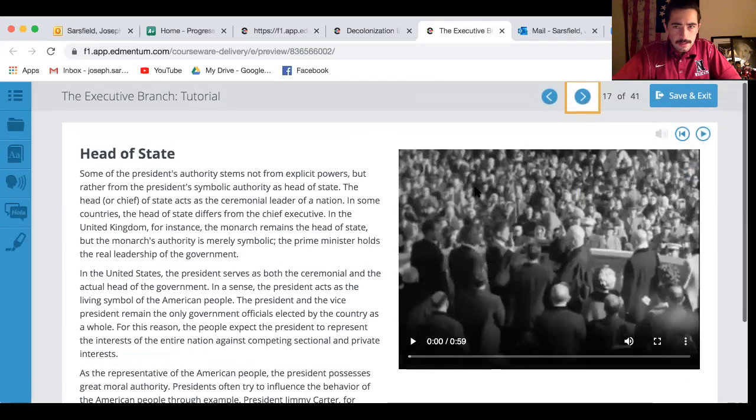The head of state. This is an interesting role. It has a lot of power, but it's a unique power. The video here is of JFK getting sworn in, in 1960, or 1961, you might say. But the head of state is the ceremonial leader of a nation. Ceremonial is ceremony-based, not really always real or substantial powers. For example, the Queen of England is the ceremonial head of state of England.